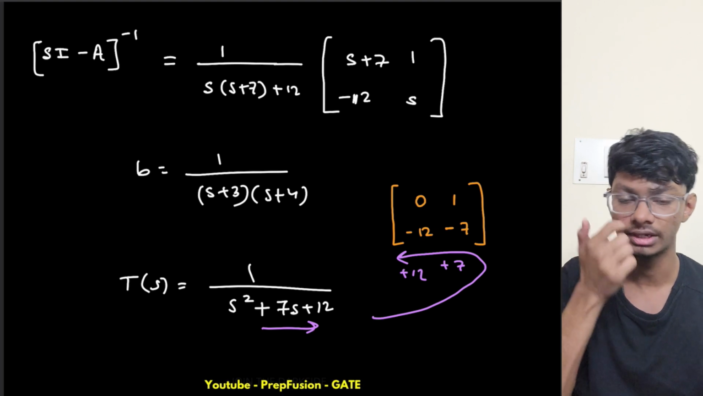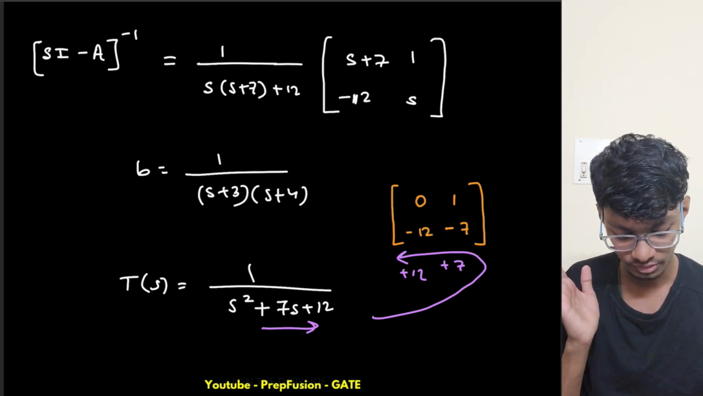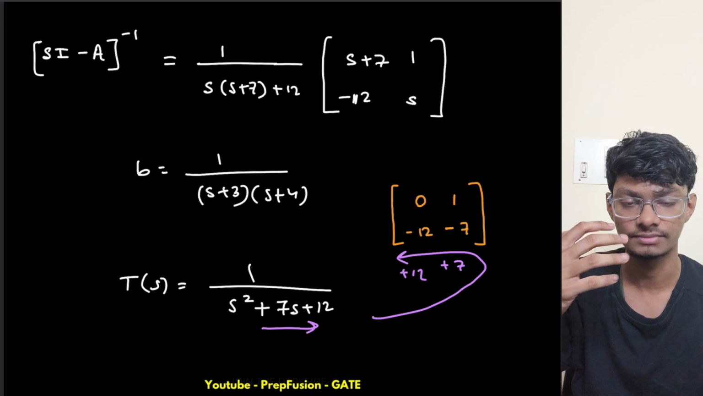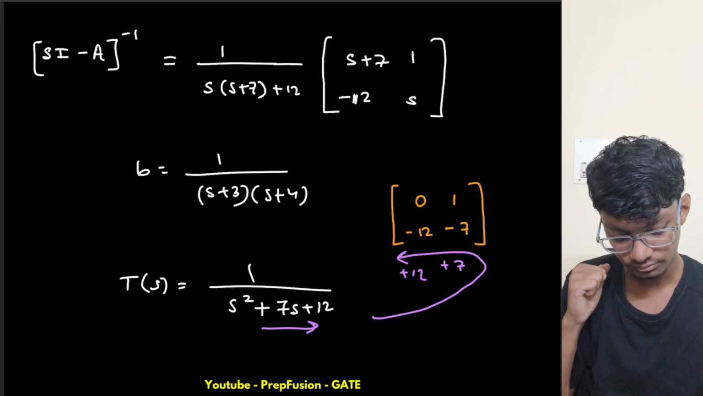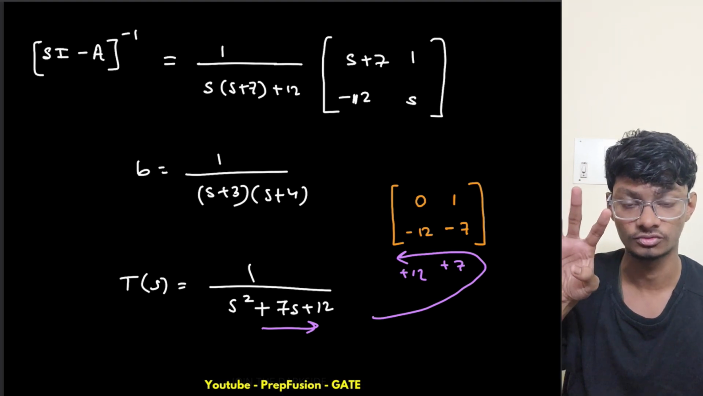If the fourth row elements can also be 0, then the coefficient of one of these S terms, the power of the S terms, will be 0 there. We'll skip that term. So I hope you understand. You try with a 4 cross 4 matrix and solve.